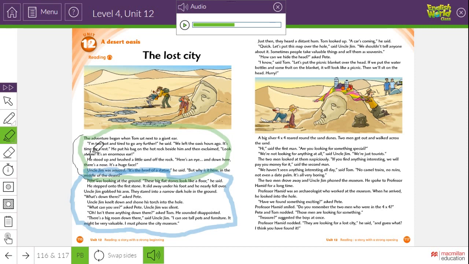Great. Now, what's my answer? I'm waiting for my answer. Yes, so let's repeat the question again. What did Uncle Jim see? Yes, let's find the answer here. Uncle Jim said, "I can see tall pots and furniture. It might be very valuable." Okay, that's great. Now let's move to our third part here.